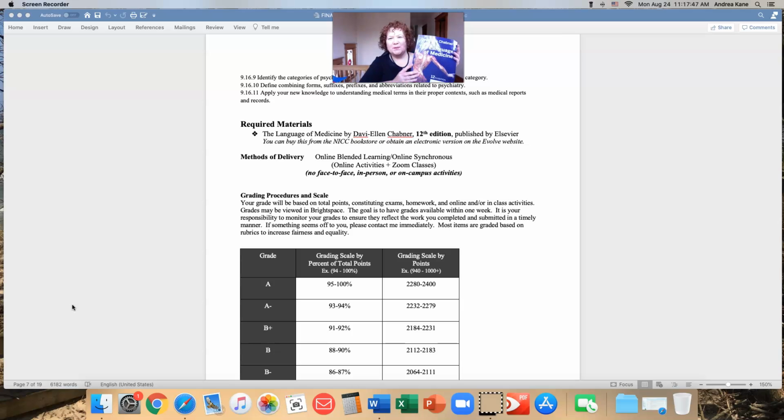Okay, so we're talking textbooks. This is what you need to have: Davi-Ellen Chabner, Language of Medicine, 12th edition. Make sure that you have that. If you don't want to buy the paper book, that's fine. You can use the electronic book. You can rent a book, however you want to do it. I just personally prefer paper because I can write in it and make it my own and refer back to it. But that's just my personal preference. So whatever works for you.